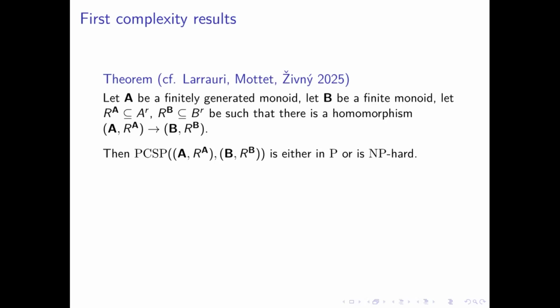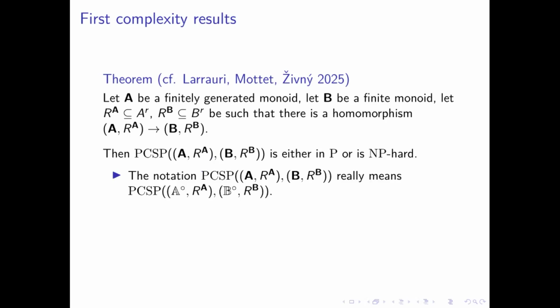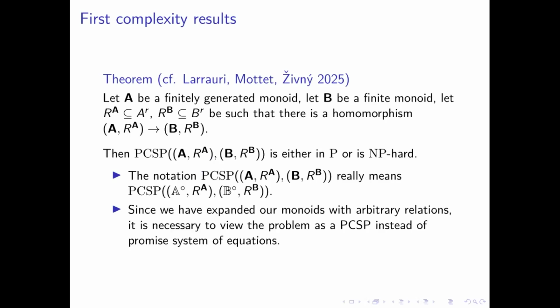I'm using abusive notation here, PCSP(A, R_A, B, R_B). What I really mean is convert everything back into the PCSP format, where you look at the graph relations of the functions and consider this PCSP. We don't want to be mixing a system of equations with constraints involving the relations R_A and R_B. So this is a little bit of abusive notation, but that's what I mean here.